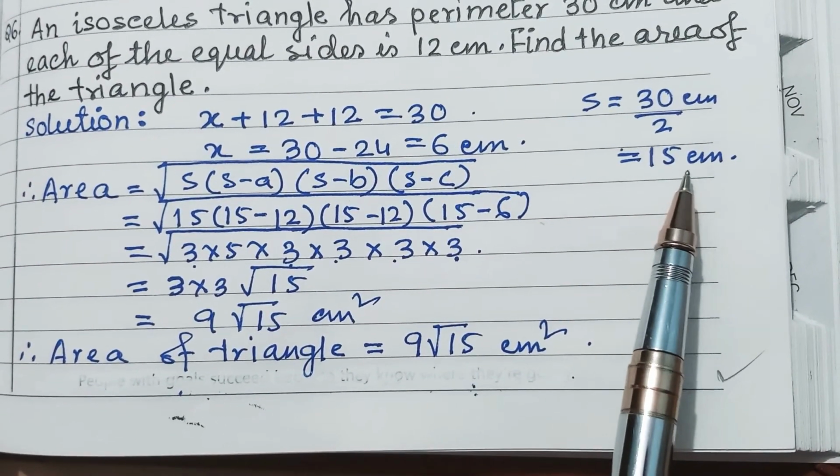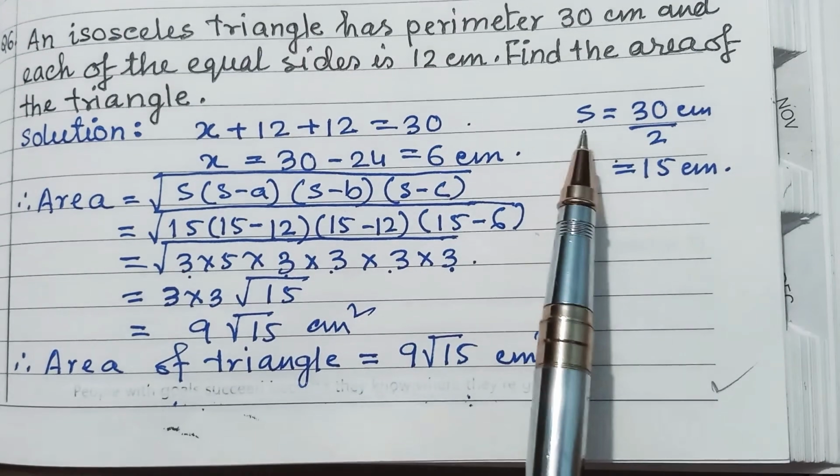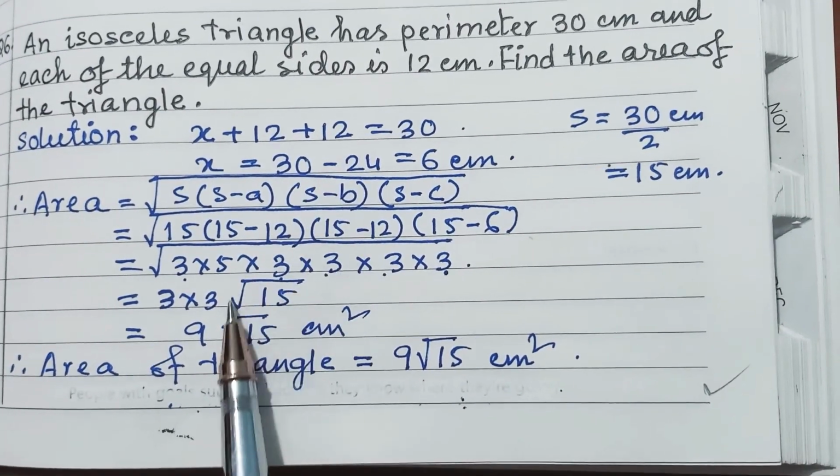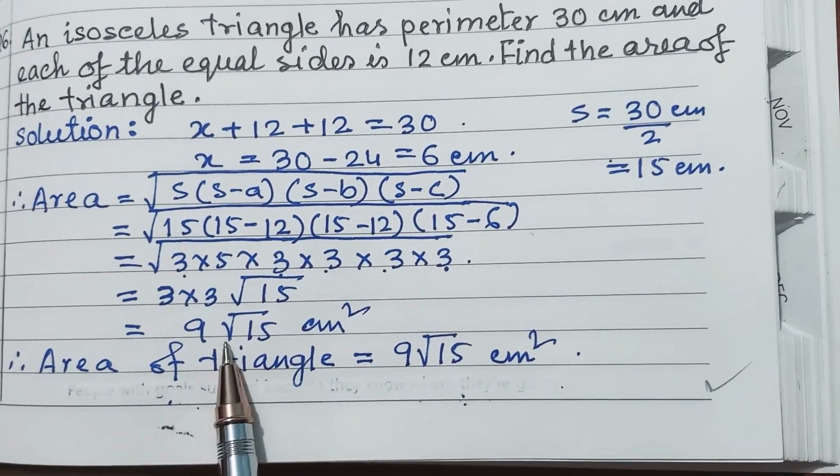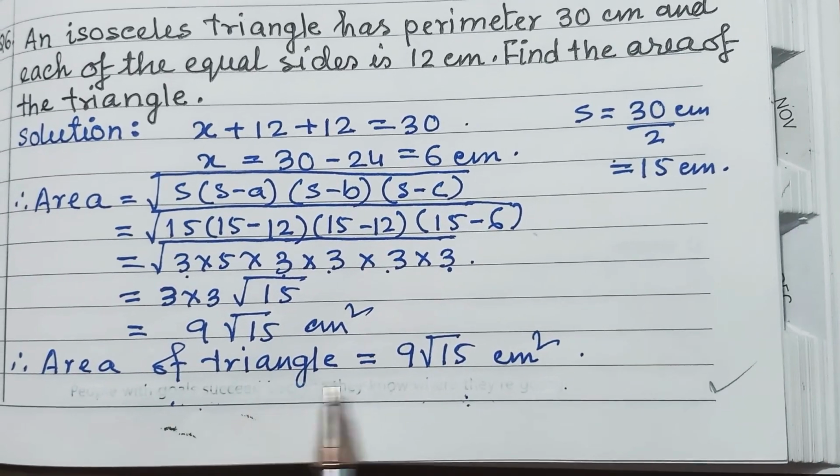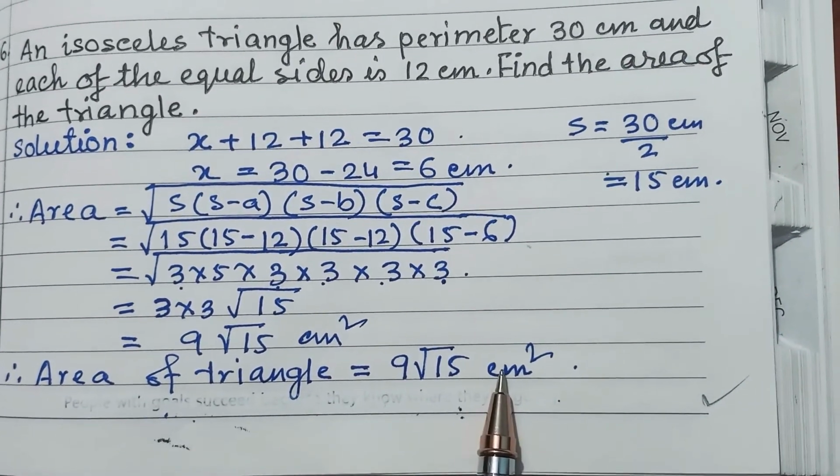Now substitute the values of S, A, B, C, and it is coming 9 root 15. So the area of the triangle is 9 root 15 centimeter square.